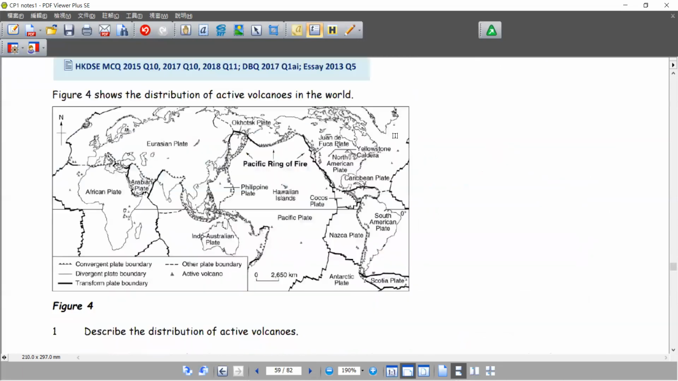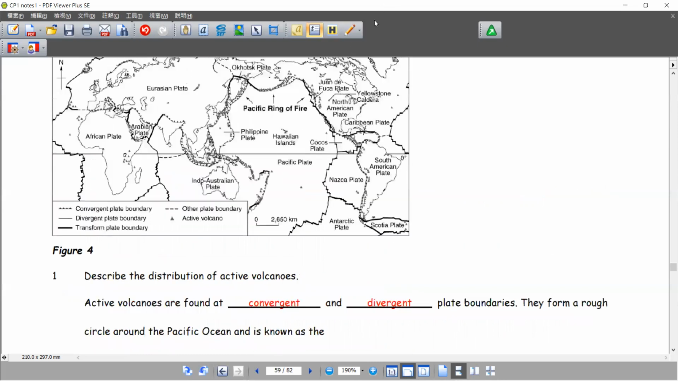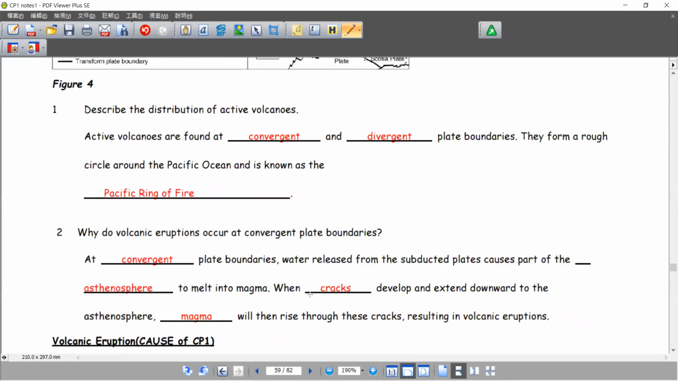Okay, how about volcanic eruption? Volcanic eruption is mainly in the convergent and divergent plate boundary. Bear in mind, the San Andreas Fault, which is known as the conservative plate boundary, does not have any kind of volcanic eruption. Okay, so it mainly takes place in the convergent plate boundary and also the divergent plate boundary, since it's the Pacific Ring of Fire.